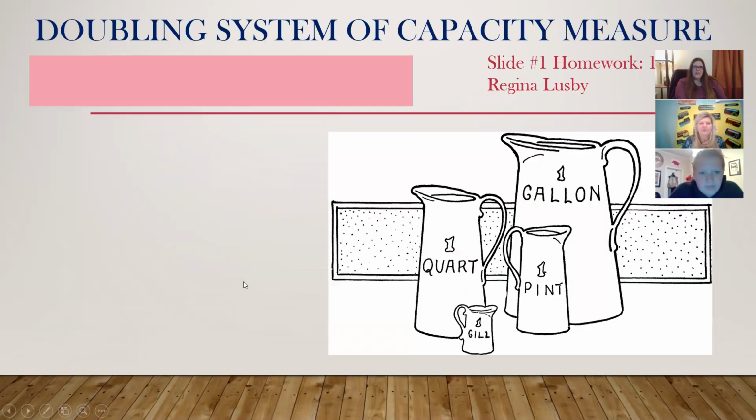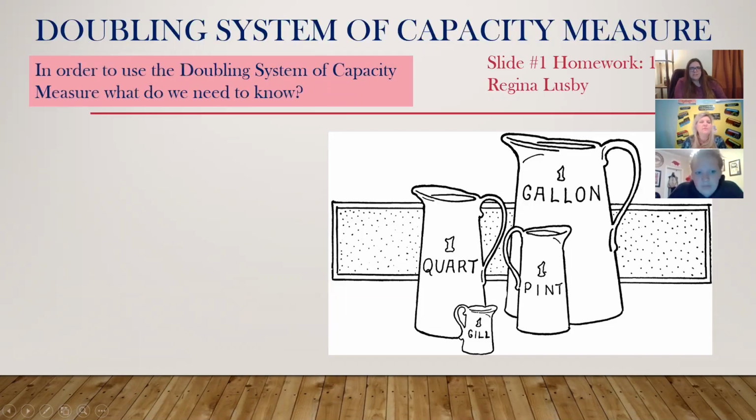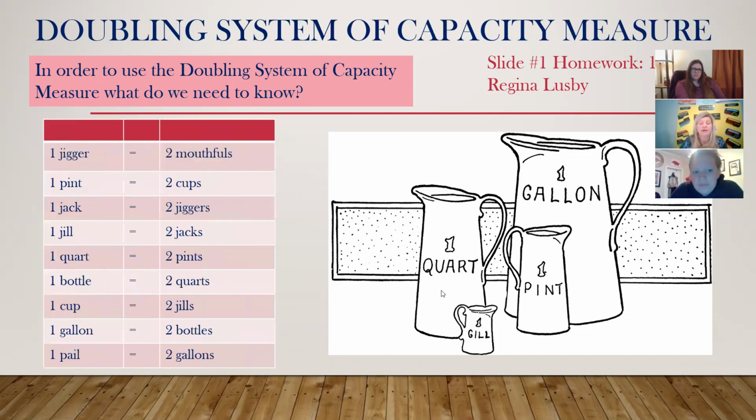All right. Regina, in order to use the doubling system of capacity measure, what do we need to know? Well, the first thing we need to know is what units we're actually working with. Some of the units that we looked at this week are not things that I think we would normally use. So we basically just need to know what those are and what they're equivalent to in order to figure out what our measurements would be.